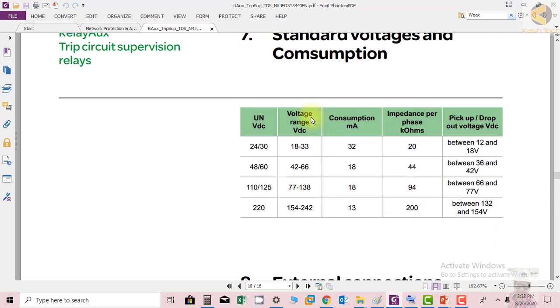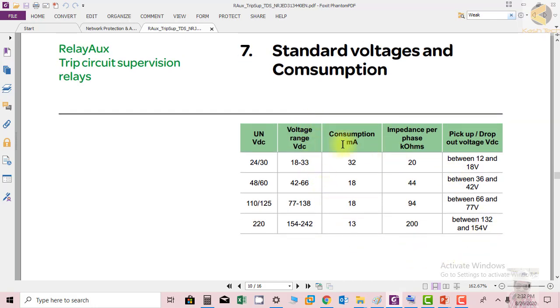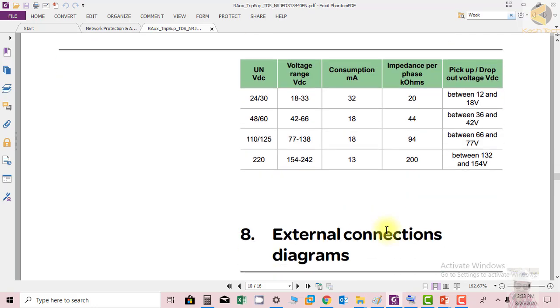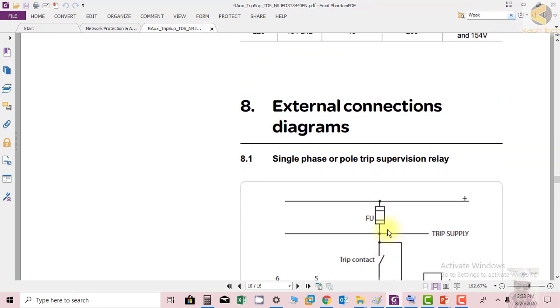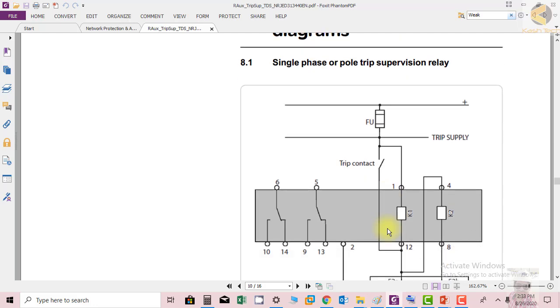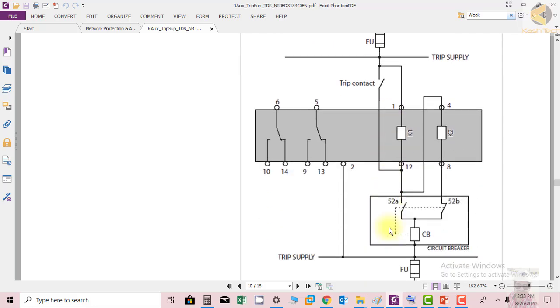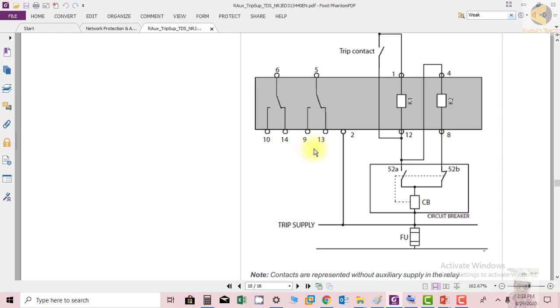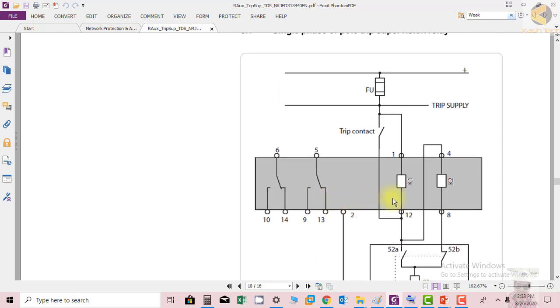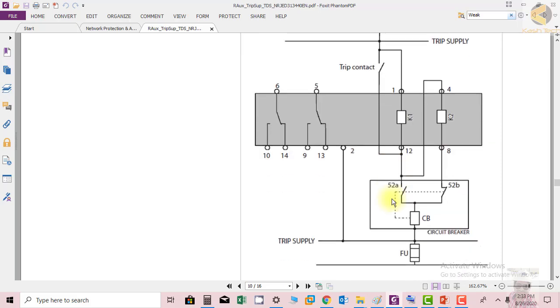Now they are explaining at what voltage levels, what are the standards and consumption, which is basically the power consumption, how many milliamps this relay will draw. And this is the external connection diagram. They have shown how you have to connect the relay, and this will really make the life of the commissioning engineer very simple.